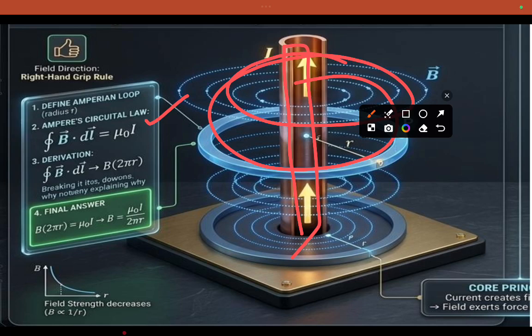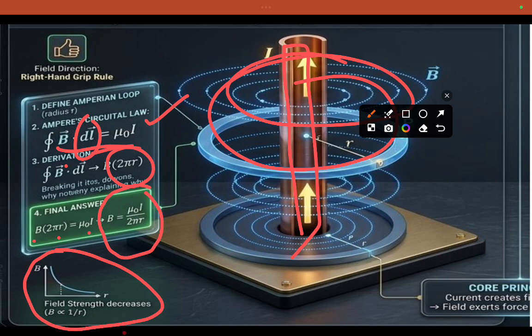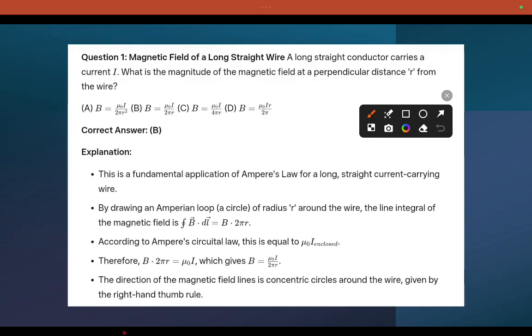According to Ampere's circuital law, the integral of B dot dl equals mu naught I. Here the length is 2 pi r. So finally B into 2 pi r equals mu naught I, where B equals mu naught I by 2 pi r. This is the relation between B and R, the curved one. So here the answer is mu naught I by 2 pi r.